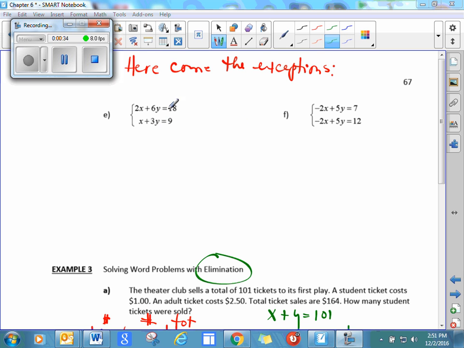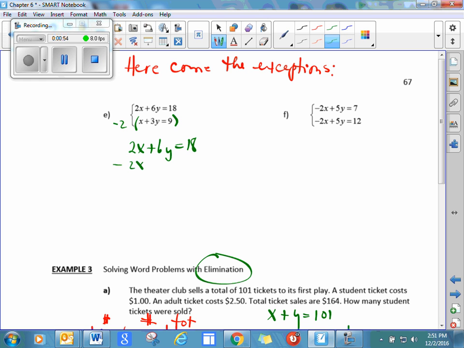So again, I don't have anything that's going to automatically cancel out when I add them together, but I do see that if I multiply this second equation by -2, it will cancel the x's out nicely. So I'm going to go ahead and do that. That would be minus 2x minus 6y equals minus 18. So I'm going to add the two together.